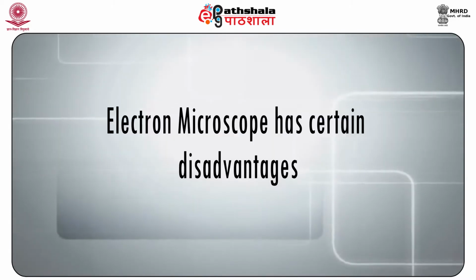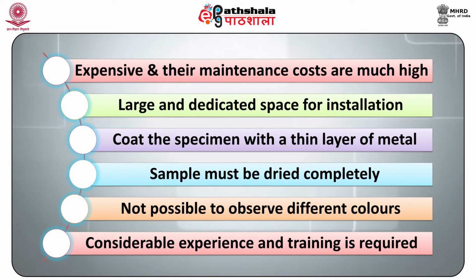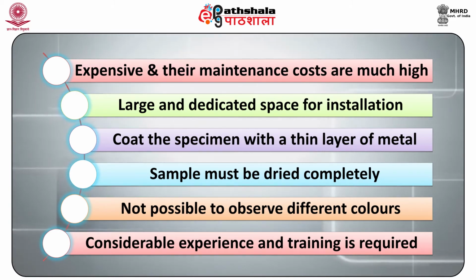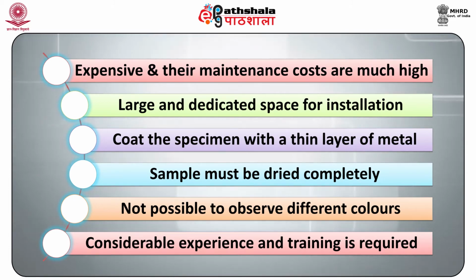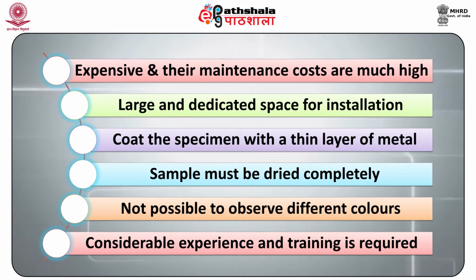However, electron microscope has certain disadvantages, like they are expensive and their maintenance costs are much higher. Then the system requires a large and dedicated space for installation. Sample preparation is often much more elaborate since it is often necessary to coat the specimen with a thin layer of metal such as gold to reflect the electrons. Then the significant disadvantage is that the sample must be dried completely and living specimens cannot be observed.